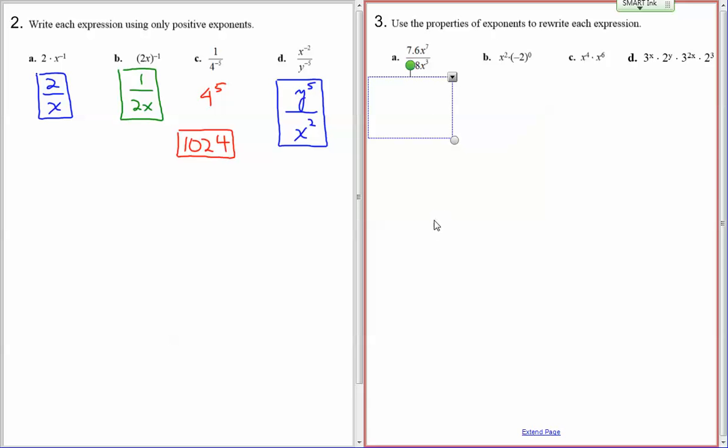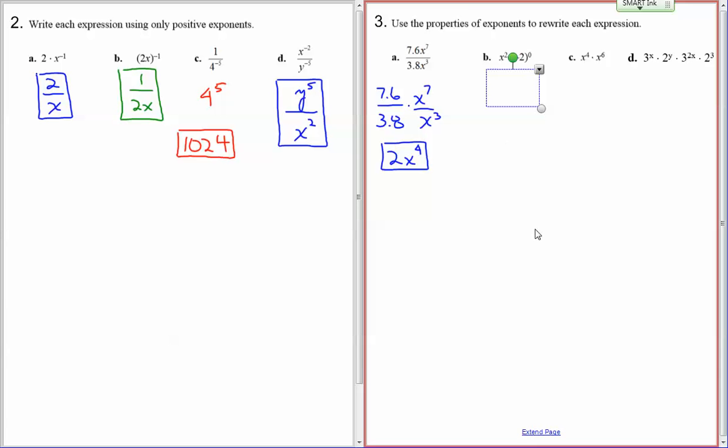3 here, just some more practice. Stuff is very similar to what we did in problem number 1. You can divide the coefficients and divide the x values. Subtract the exponents there. 7.6 divided by 3.8 is 2. Negative 2 to the 0 is 1. Anything to the 0 power is 1. So x squared times 1 is just itself.